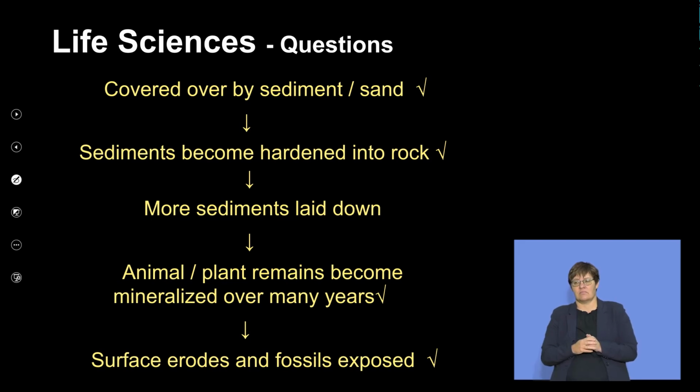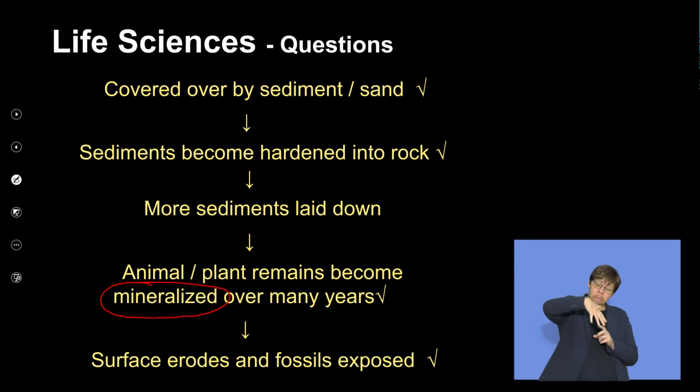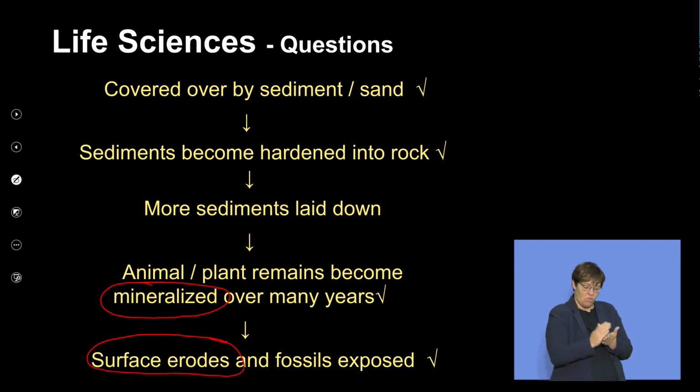And important point for a fossil, the plant or animal remains must become mineralized over many, many years. If they're covered by sediments and they're not mineralized, they actually don't form fossils. Then, at some time, the surface would erode and the fossils would be exposed so that we can find them and wonder about how they came to be.